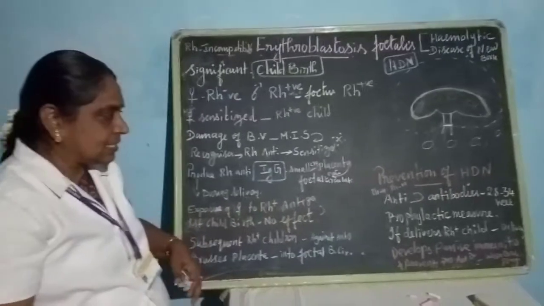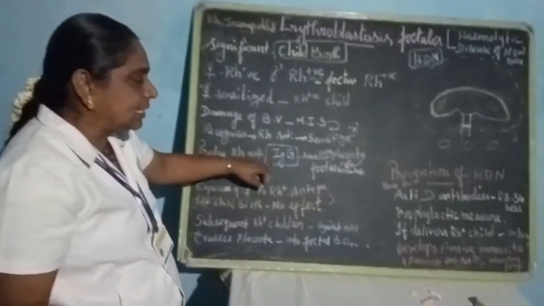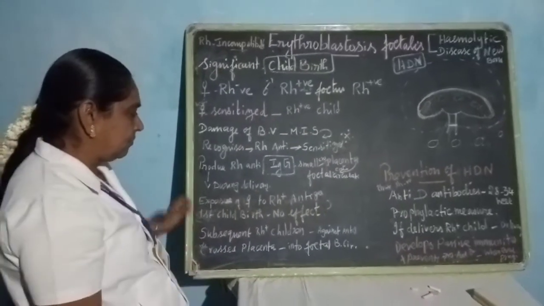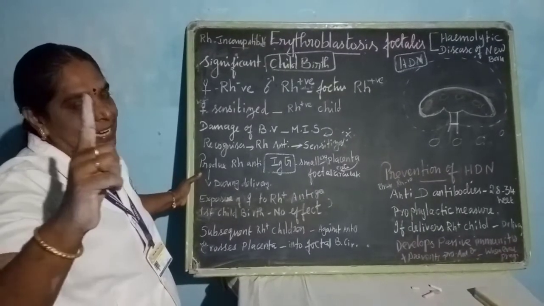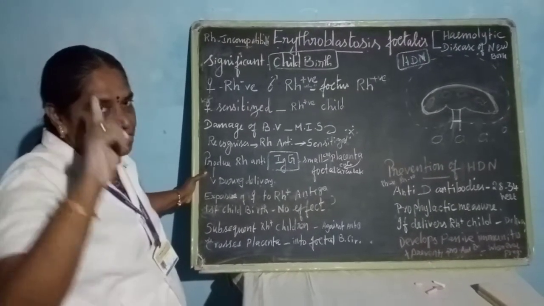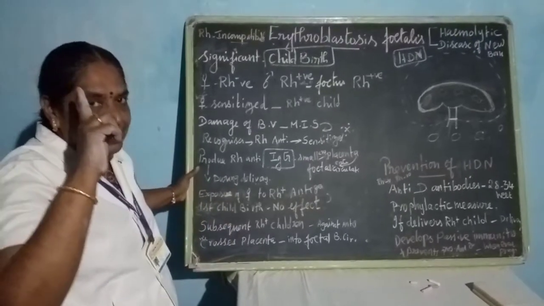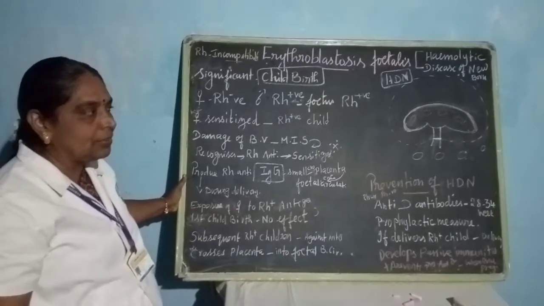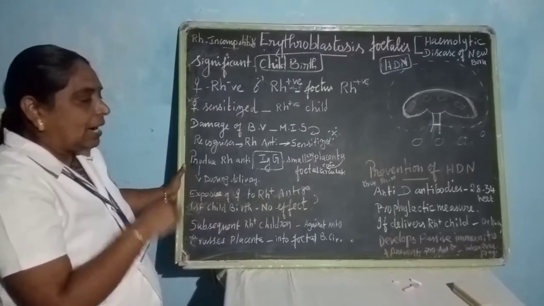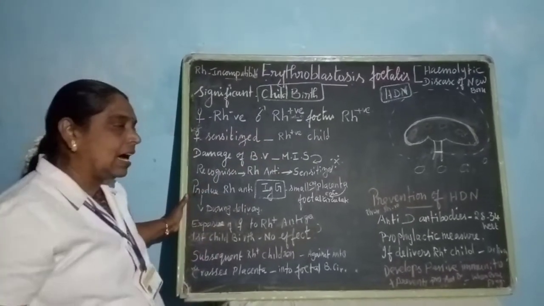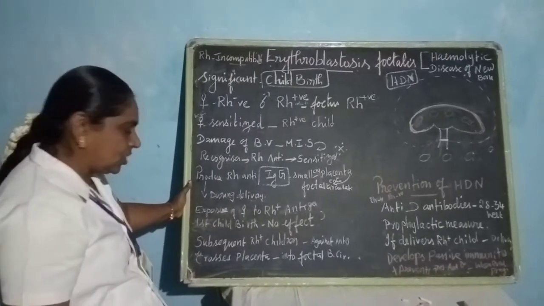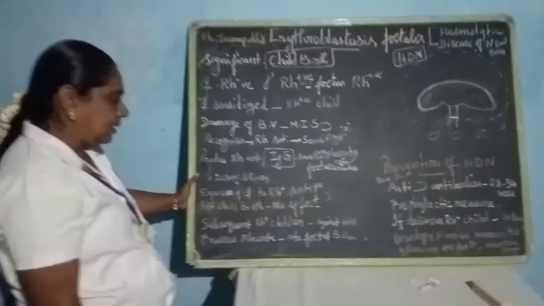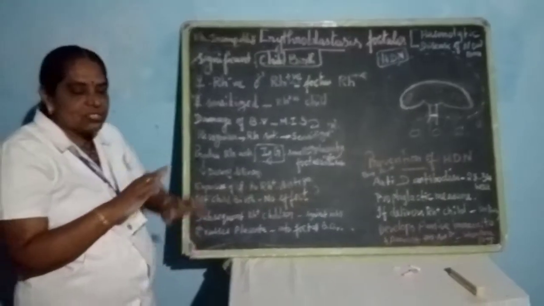It crosses the placenta. During the delivery, the IgG crosses the placenta and enters the fetal circulation, at the first childbirth. During the first childbirth, when the mother is RH negative and the child is RH positive, it produces IgG, and the IgG crosses the placenta and enters the fetal circulation. But the exposure of the mother to the RH positive antigen during the first childbirth has no effect.